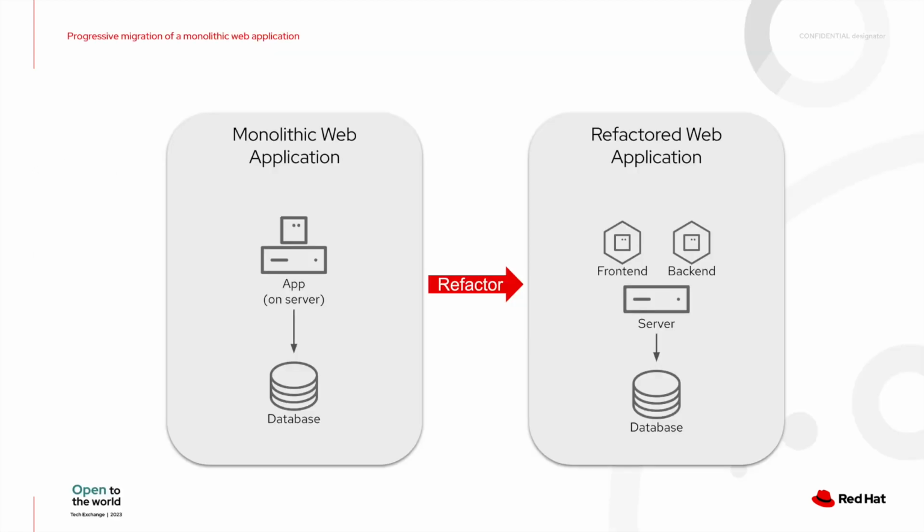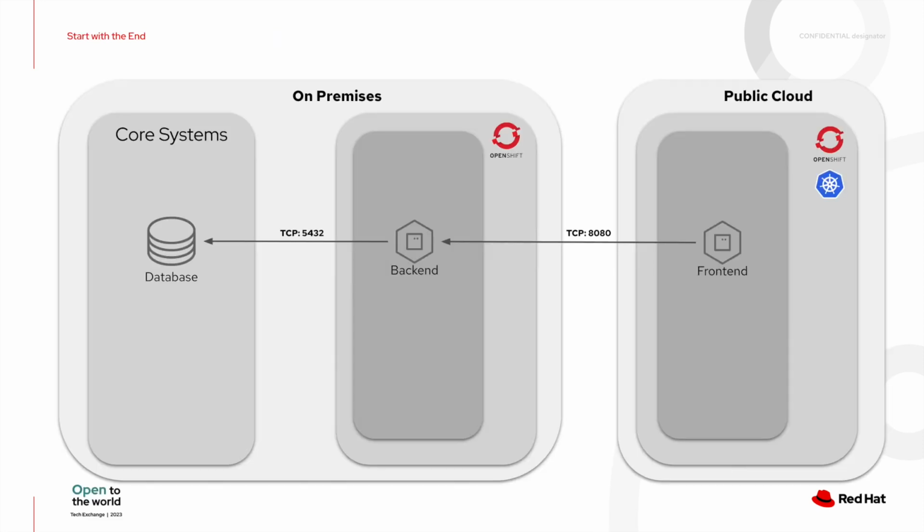So what have we got? We've got a monolith application. It's an app server talking to a database. I managed to refactor that into a front end and back end, and the back end talks to the database. The database is still on-prem. What I'm going to set up for you is a database running in a VM, a back end running in one OpenShift cluster, and the front end running in a separate public cloud cluster.